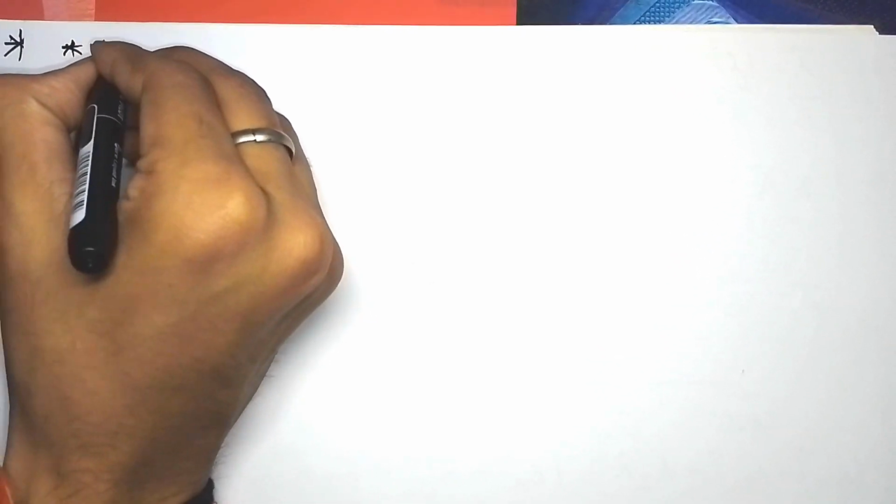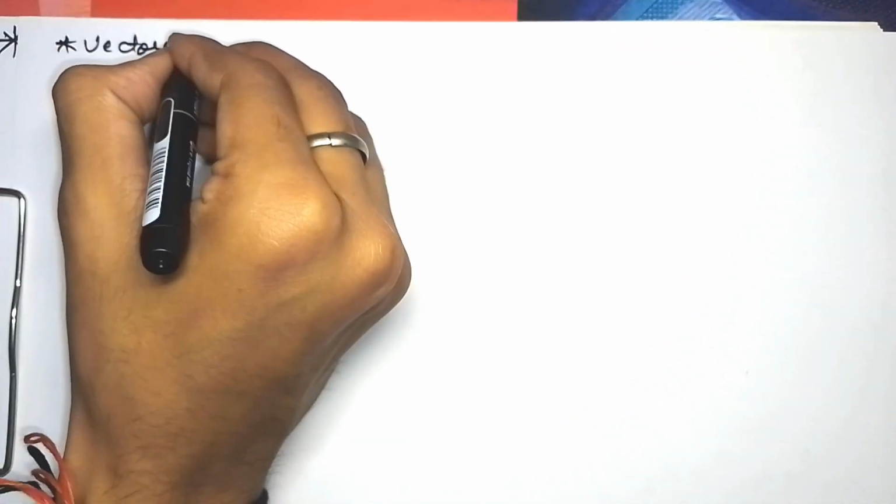Okay, we have seen addition of vectors, multiplication of a vector by a scalar, and multiplication of two vectors, that is the dot product. Now we are going to see the vector product.